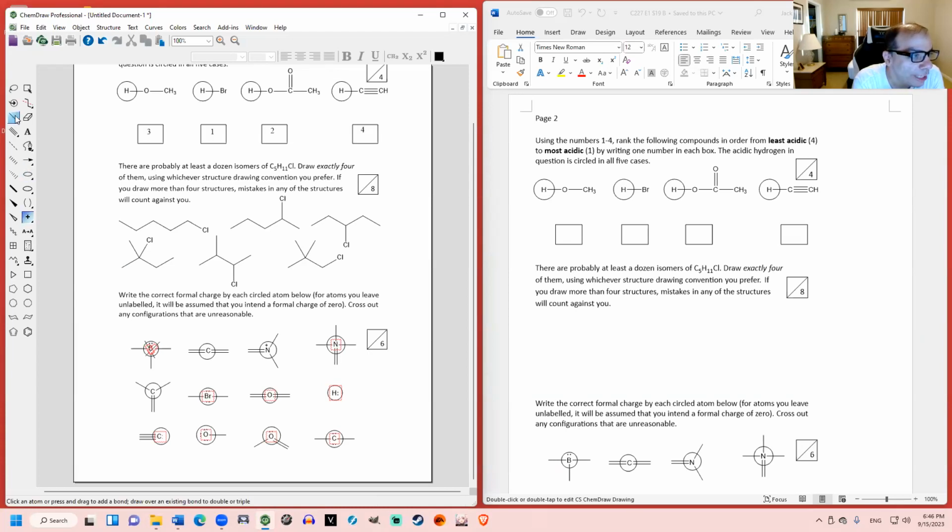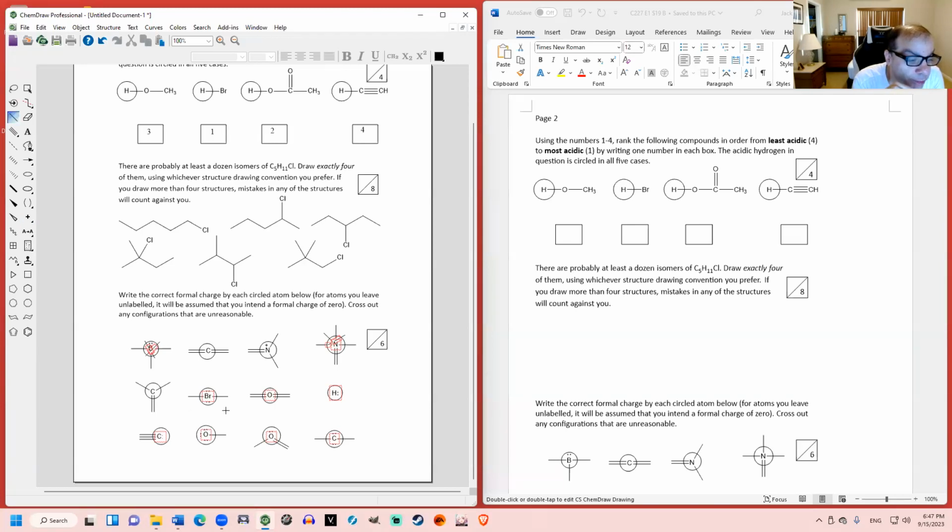The next one is nitrogen with 5 bonds, and that's not a reasonable configuration. Nitrogen cannot violate the octet rule. The next one is carbon with 4 bonds, which is good. 2 single bonds and 1 double bond. That's totally fine. And it has a formal charge of 0.